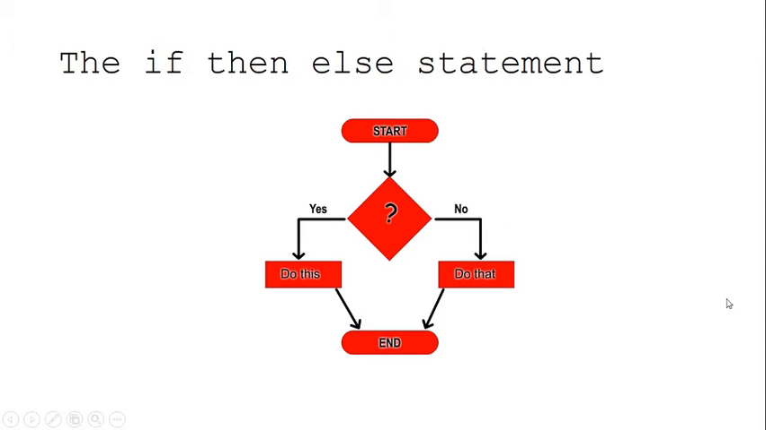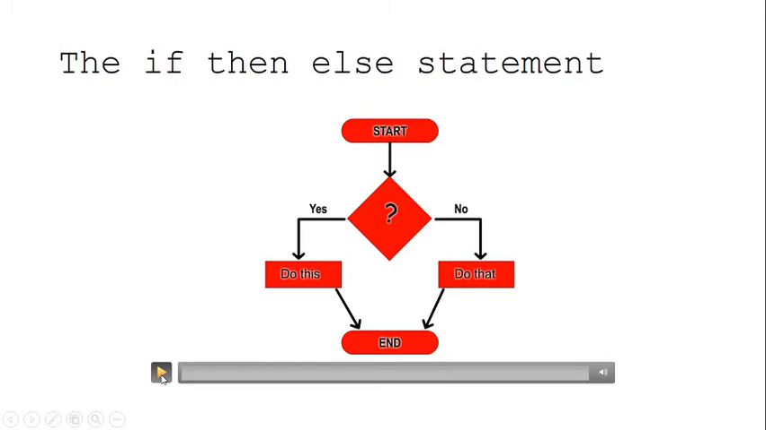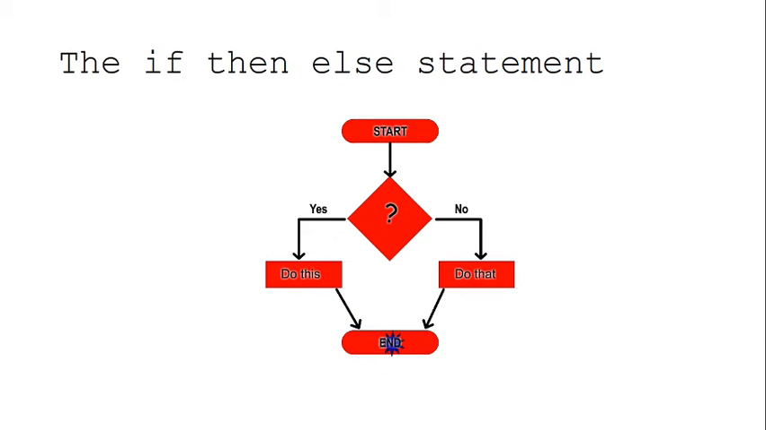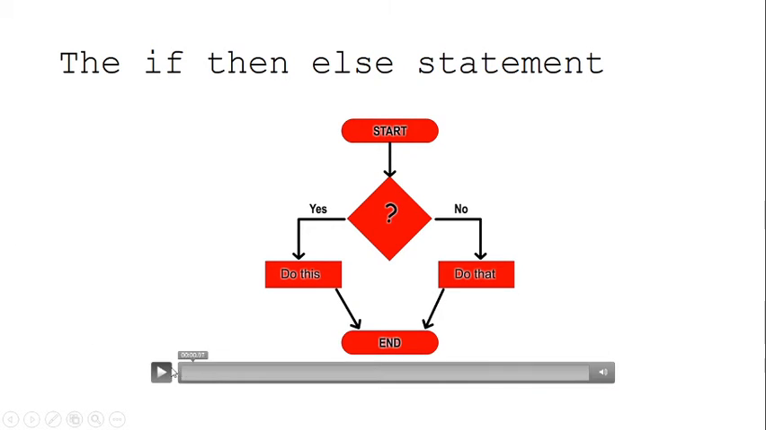The other version of this statement is actually just an extension of it. It's called the if-then-else. I'll hit play on this, and you can see that when the condition is true, it does option 1. And if we flip the other way, we can see it go through and do option 2.